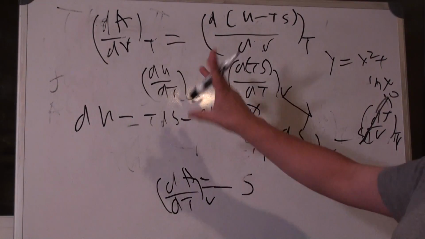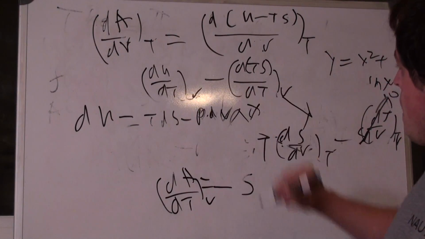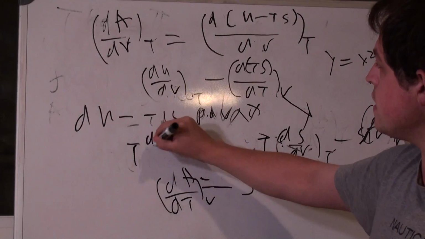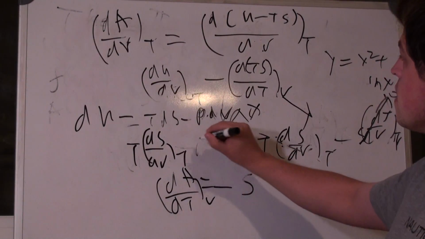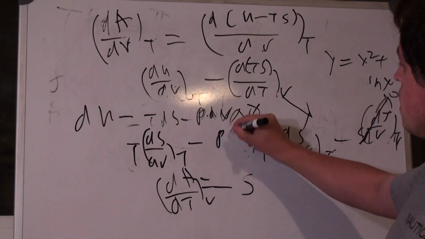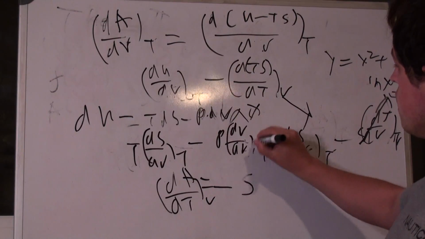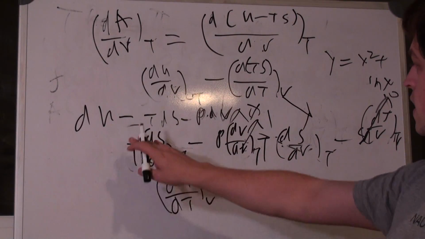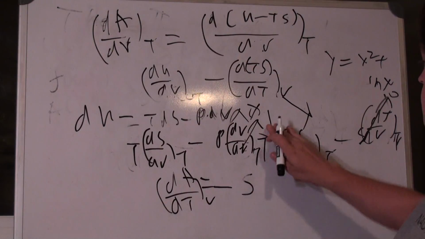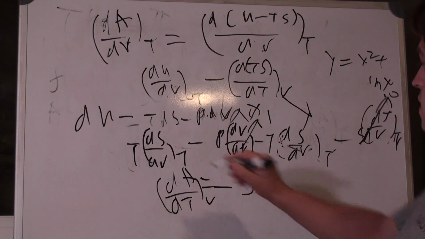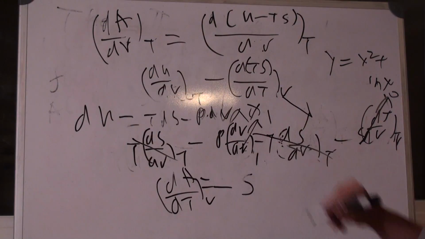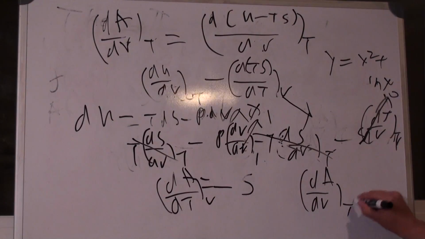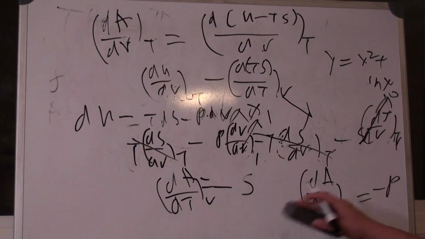It's the same thing in terms of plugging it in, but this time I have dv at constant t. So I have t ds/dv at constant t minus p dv/dv at constant t. That's 1. So t ds/dv at constant t minus t ds/dv at constant t. Those are the same. And I have dA/dV at constant t is equal to minus p.